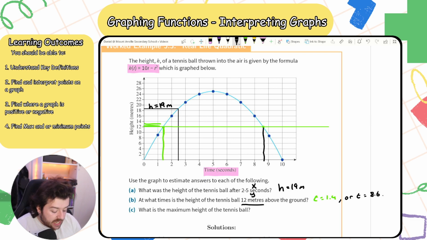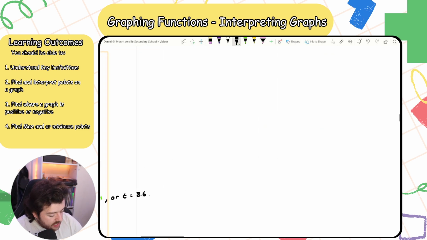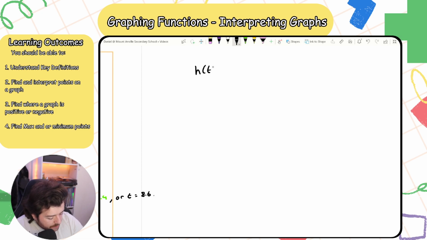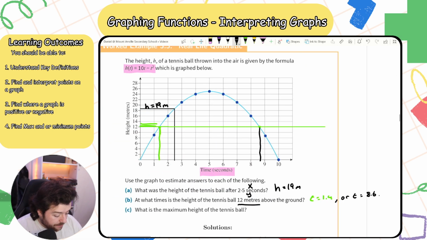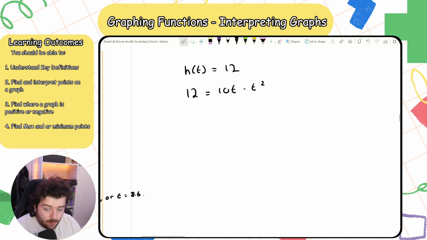Now, in fact, this one here is asking us to use the graph, but we could verify our answers algebraically. So the height of the graph is 12 meters. So that just means h of t equals 12 meters. Therefore, 12 is equal to 10t minus t squared, because that is the function. And what do we have here? Well, we have a quadratic.